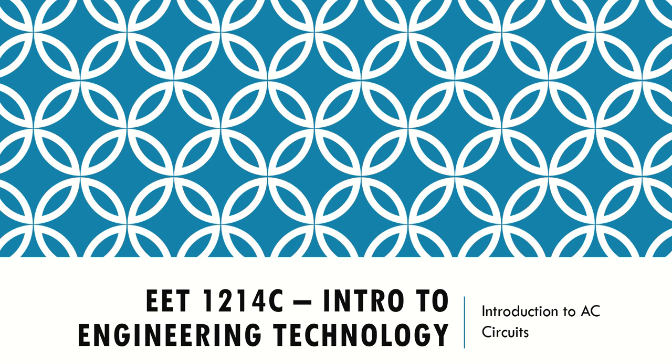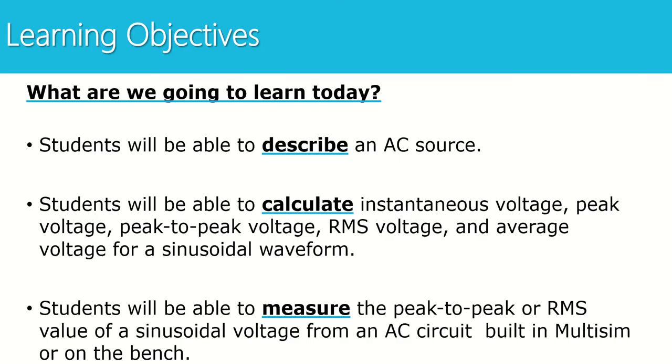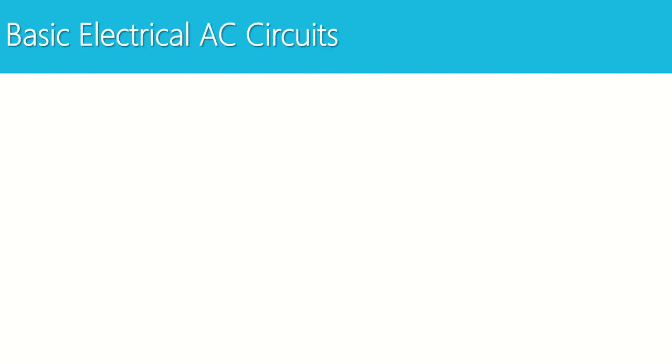This video is for EET 1214C, and in this video we are going to go over an introduction to AC circuits. So at the end of this video, our objectives are that you will be able to describe an AC source, and that you'll be able to calculate 5 different voltage values or current values related to an AC source. Those are instantaneous voltage, peak-to-peak voltage, RMS voltage, and average voltage. And then in our corresponding lab that goes with this video, you'll learn how to measure the peak-to-peak or RMS value of a sinusoidal voltage in Multisim and on the bench.